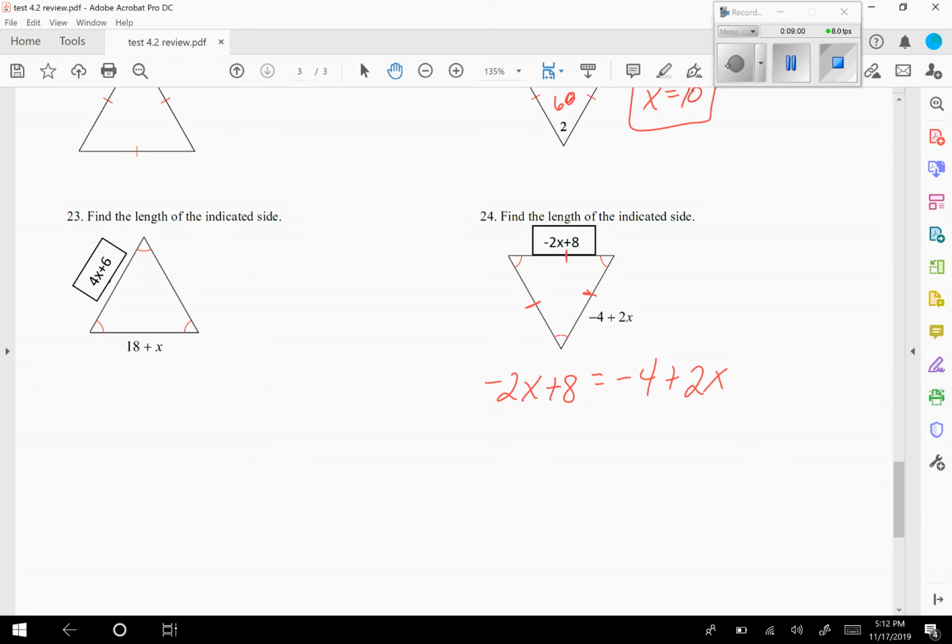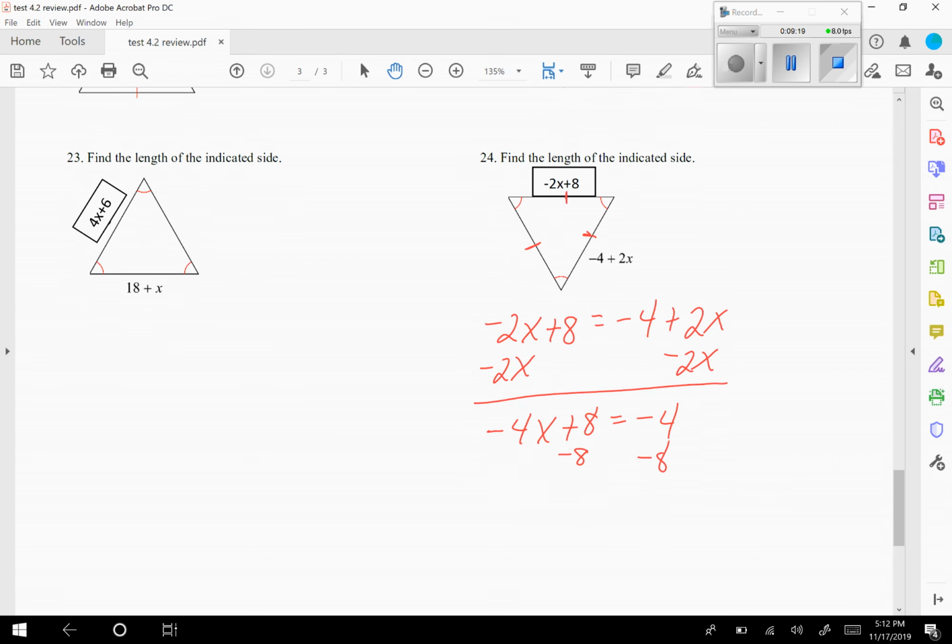Okay, now I need to get all my x's to one side and all my constants to the other. So I'm going to take away 2x, take away 2x. So you have negative 2x and another negative 2x. That's negative 4x plus 8 is equal to negative 4. Okay, so minus 8 and minus 8. So I get negative 4x is equal to negative 12 and divide by negative 4 on both sides. And so you get x is 3.